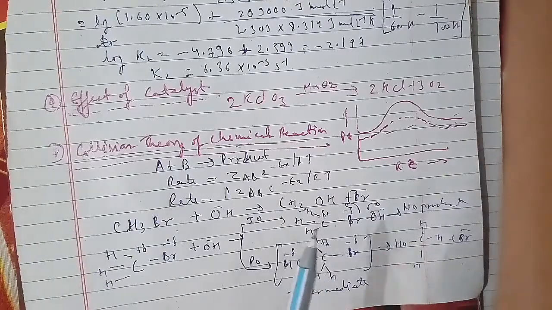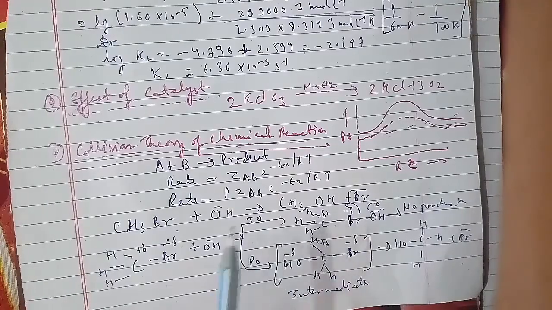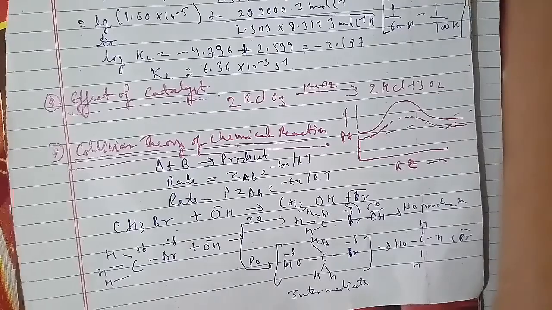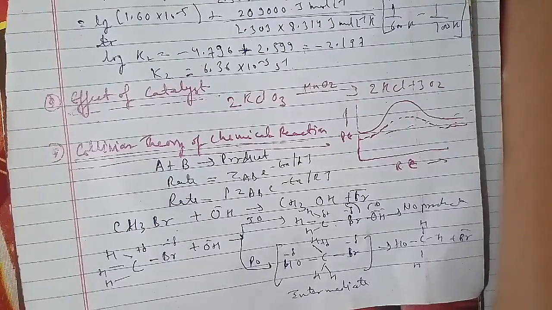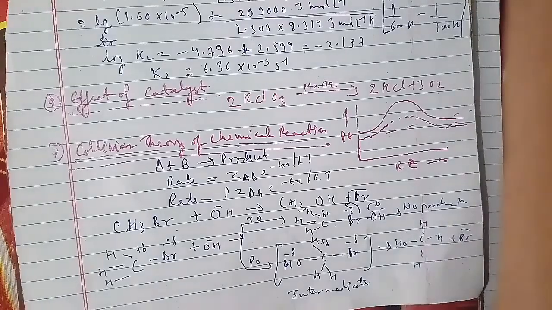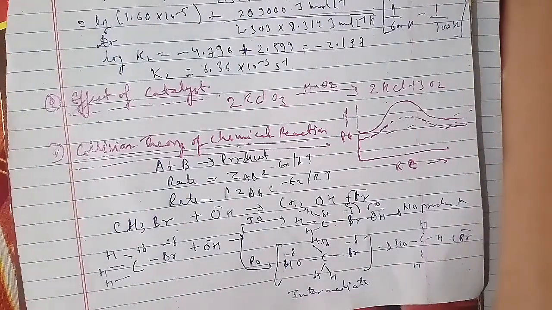Another question: the decomposition of A into products has a value of k as 4.5 into 10 to the power 3 second inverse at a given temperature, and its energy of activation is 60 kilojoule mole inverse. At what temperature would k be 1.5 into 10 to the power 4 second inverse?